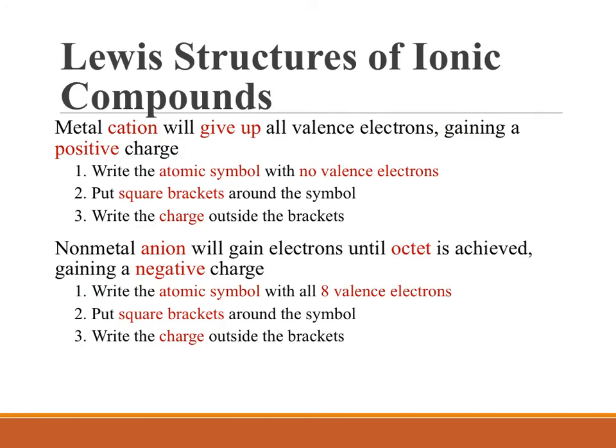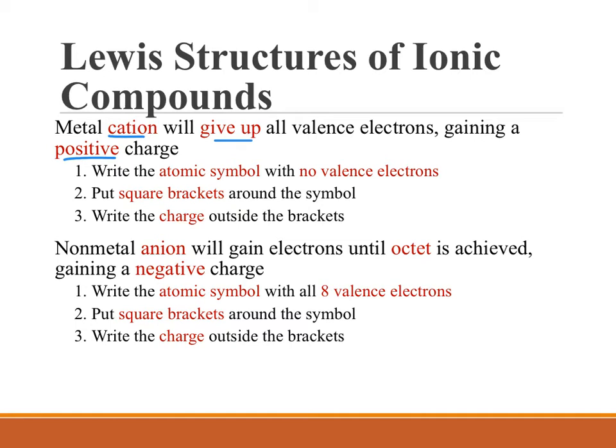So if you want to show an ionic compound using a Lewis structure or a Lewis dot diagram, there are a couple of things you need to remember. Your metal cation, your positive ion that's going to form, is going to give up all of its valence electrons, gaining a positive charge because now it has an imbalance where there are fewer negative electrons as compared to positive protons. It will drop back to the next energy level and have a full shell there, but we don't show those electrons in our Lewis structures.